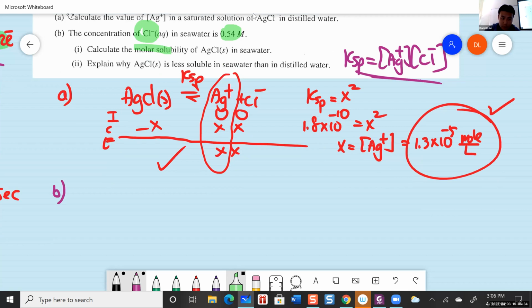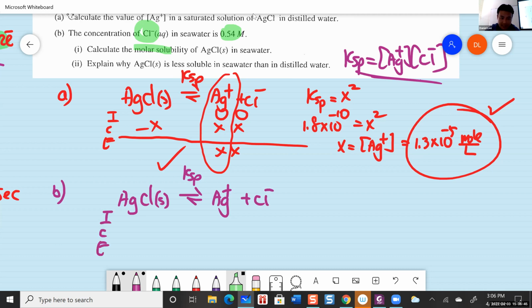So I'm doing entire work, identical work one more time. Your KSP will not change because you're not changing temperature, right? Unless you're told, temperature remained constant. And this one here, instead of put 0, 0, you put 0 for silver, but Cl minus is 0.54. That is the difference between putting this solid in fresh water versus putting into seawater. So now you do minus X, and plus X. So this is X and 0.54 plus X.